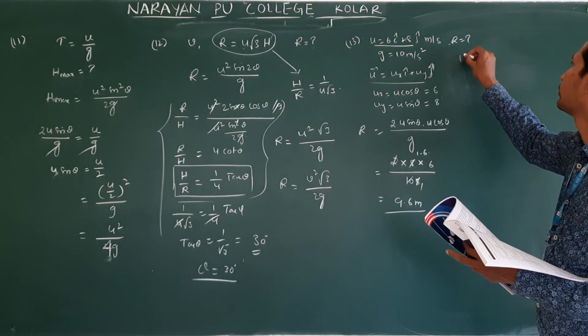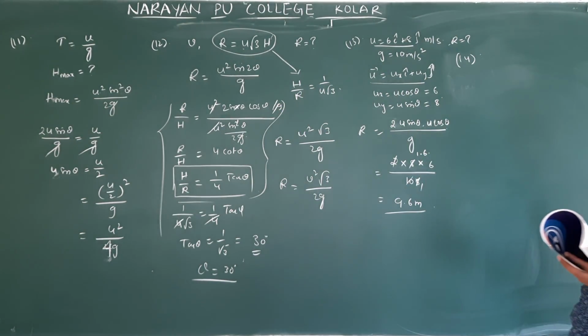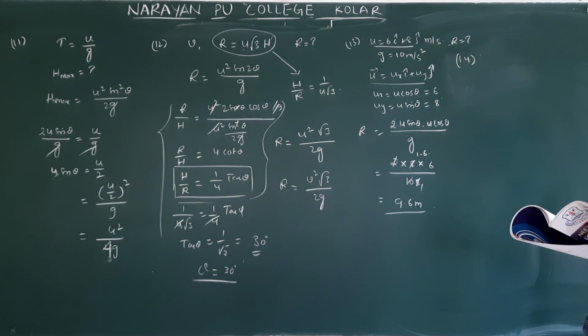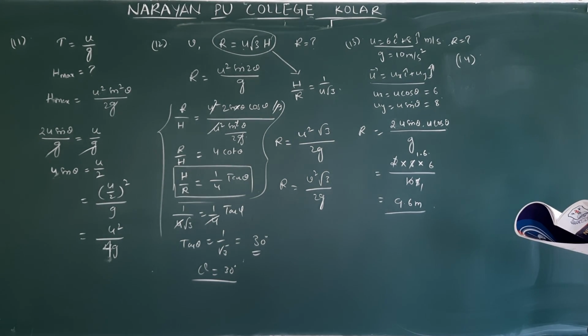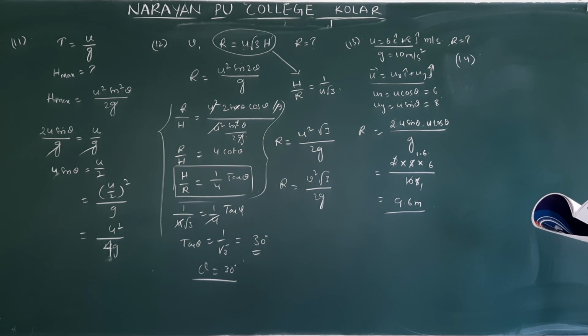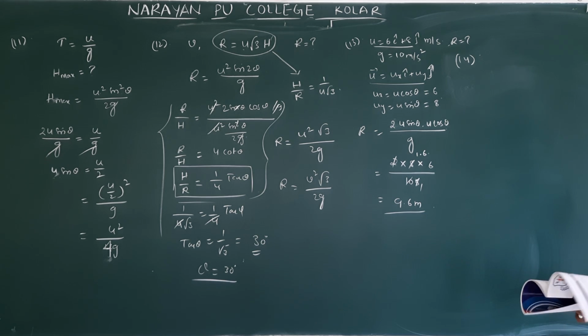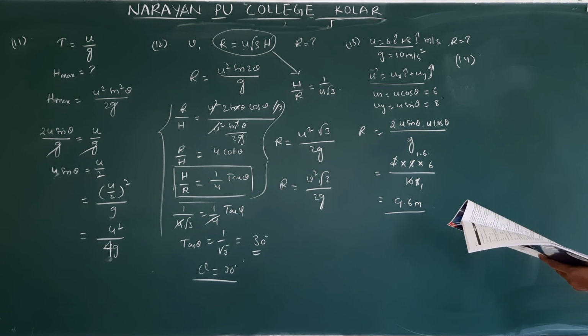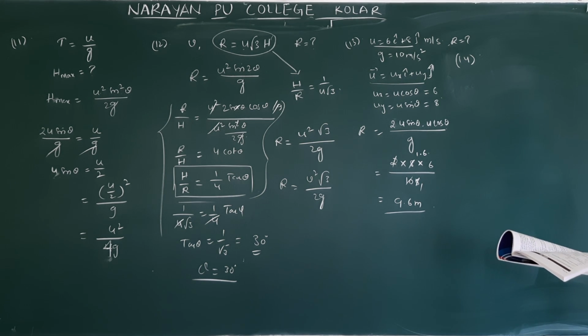Next one, 14. If two balls are thrown up at angles 30 degree and 45 degree respectively with the horizontal, if the balls attain the same vertical heights, the ratio of velocities with which these are thrown? Heights are same, but their angles of projection are different, and projection velocities are also different. So they are asking the velocities ratio. Clear?